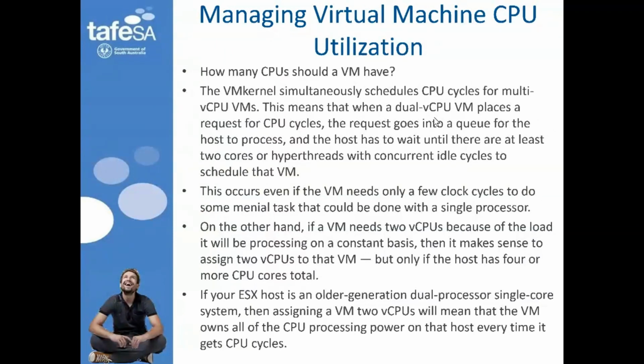So let's put a simplifier. If I allocate 2 cores to a virtual machine, it needs a cycle. It needs to do some processing. It will say, I need CPU cycles. The host now will look at its physical CPU, and now it has to find 2 cores or 2 hyperthreads that are free at exactly the same time, and then give it to the virtual machine.